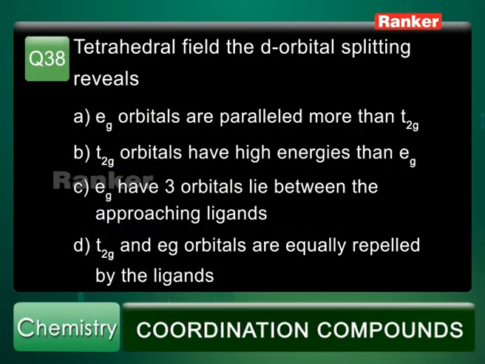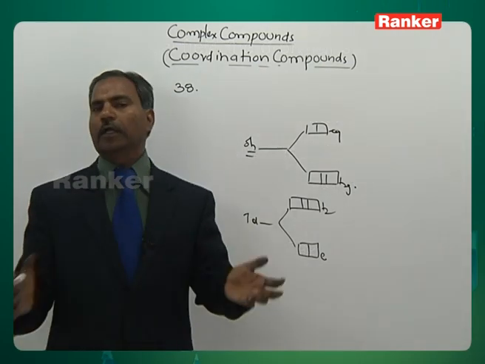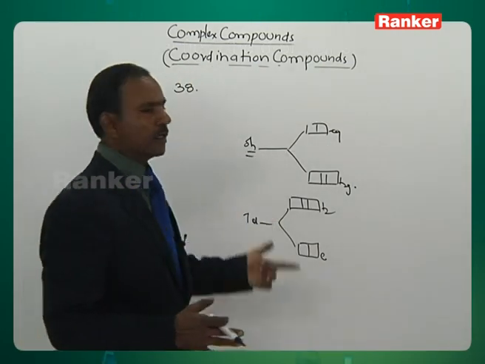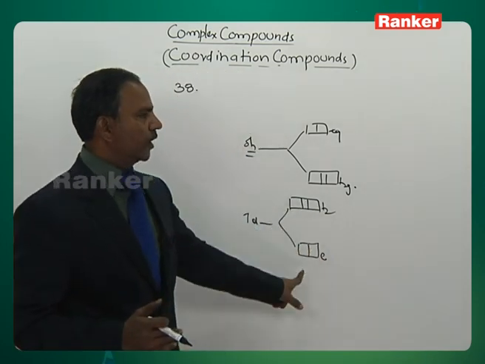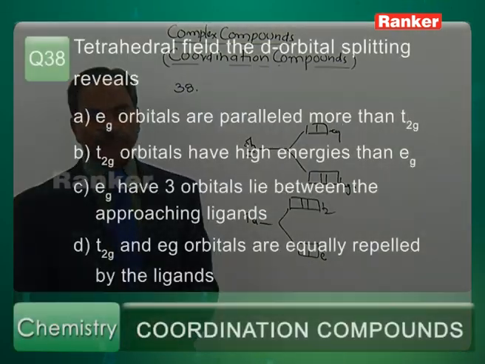EG orbitals are repelled more than T2G. Next, T2G orbitals have higher energy than EG orbitals. In comparison to octahedral, the splitting is reversed. Coming to option C, EG has 3 orbitals. No, EG carries only 2 orbitals. Coming to D, T2G and EG are equally repelled. How can it be? If equally repelled, there would not be any splitting. Therefore, option B says T2G orbitals have greater energy than EG orbitals. So for question 38, the answer is B.